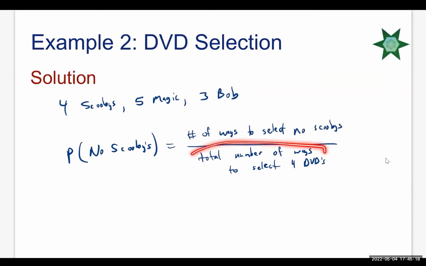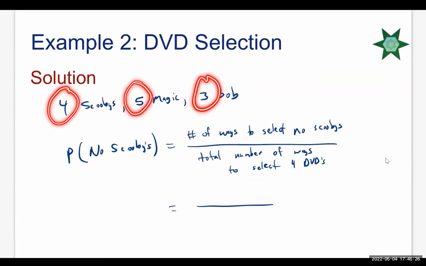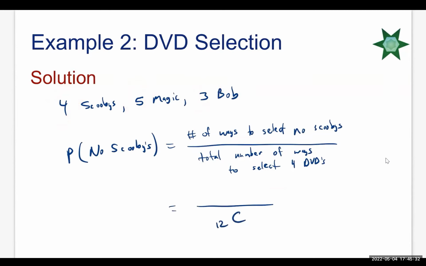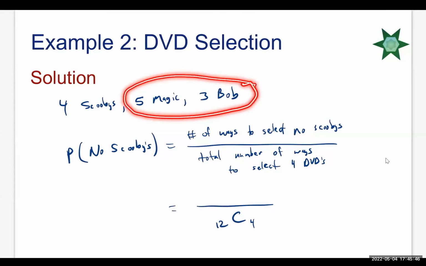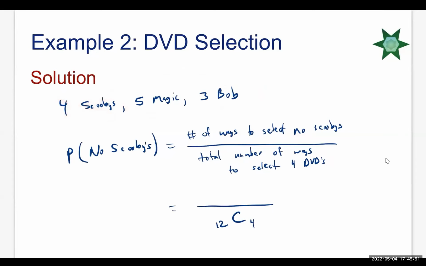All right, so let's focus on the denominator first. We have a total of 4, 5, and 3. That's going to be 9, 10, 11, 12 DVDs total. So from the 12, we're choosing 4 of them. So 12 choose 4 goes in the denominator. And for the numerator, how many ways can you select no Scooby-Doos? How many non-Scooby-Doos are there? It looks like there's 8, 5 Magic and 3 Bobs. So that's 8 DVDs to choose from because we're not considering those. Since we're selecting 4 DVDs, it's going to be 8 choose 4.